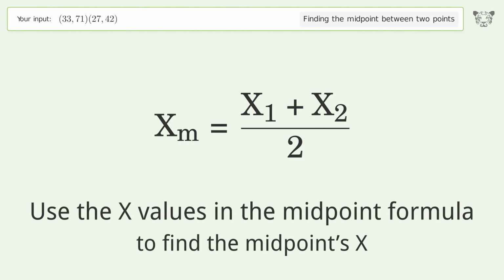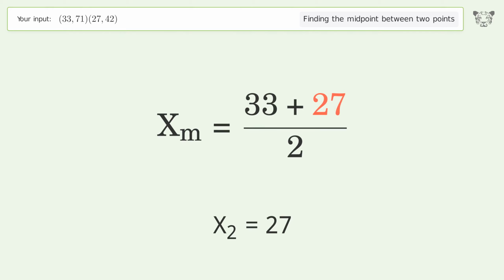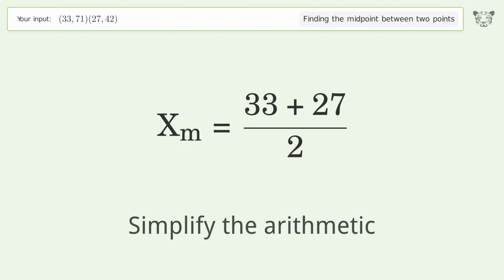Use the x values in the midpoint formula to find the midpoint's x. x1 equals 33. x2 equals 27. Simplify the arithmetic.